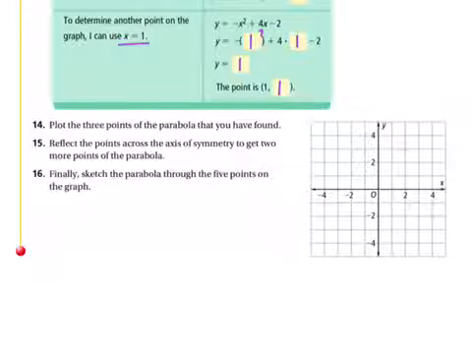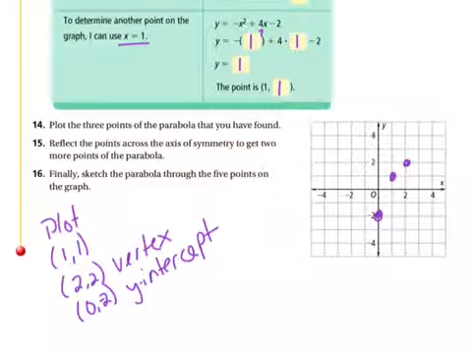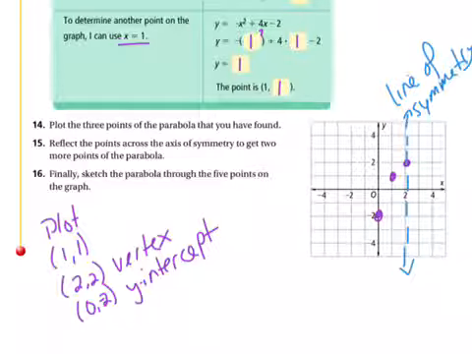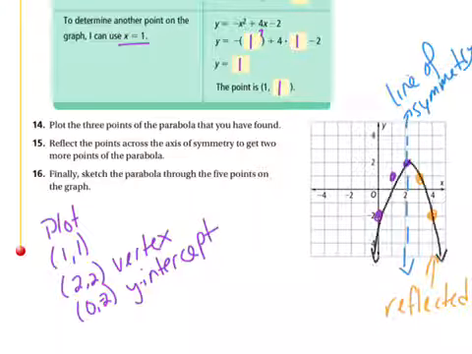So we're going to plot the 3 points of the parabola we found. We're going to plot (1, 1). We're going to plot (2, 2), which we know is the vertex, and we're going to use the y-intercept of (0, negative 2). And then we sketch the parabola through the 5 points that are created from the 3 we know and their symmetry. Using that, we can sketch the parabola through these 5 points.